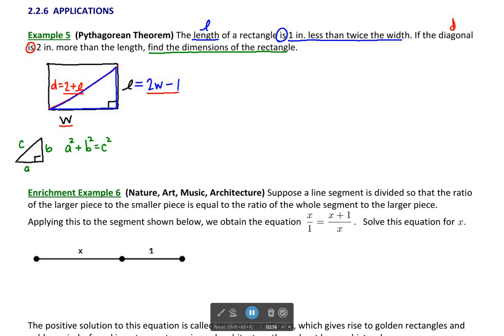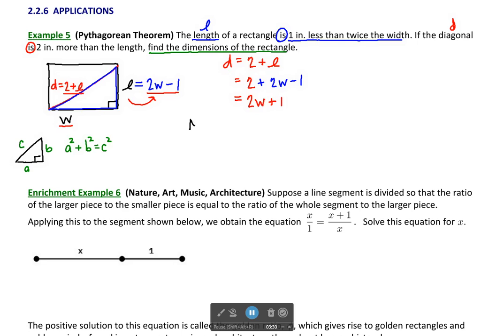So let's work on writing that in terms of W. So our diagonal is 2 inches more than the length. But as we can see here, our length is 2W minus 1. So I'm going to replace L with its value, 2W minus 1. So we can rewrite our diagonal in terms of W, 2W plus 1. So now I've got all 3 aspects of that right triangle in terms of W.